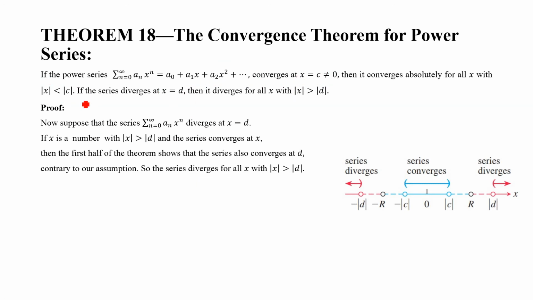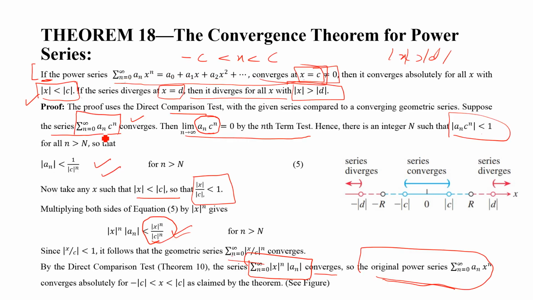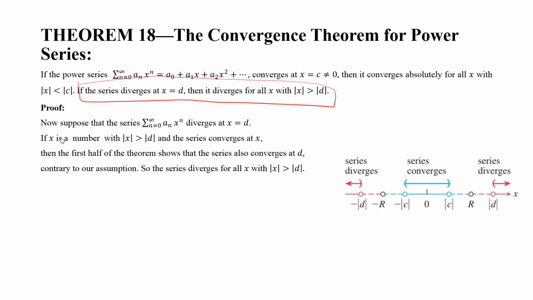Now in the next part we have to prove: if the series diverges at some point x equal to d, then it diverges for all x where |x| is greater than |d|. So we suppose that sigma a_n x^n diverges at d, which is actually given. If x is a number with |x| greater than |d|, then the series converges at x. Then the first half of the theorem shows that the series also converges at d.